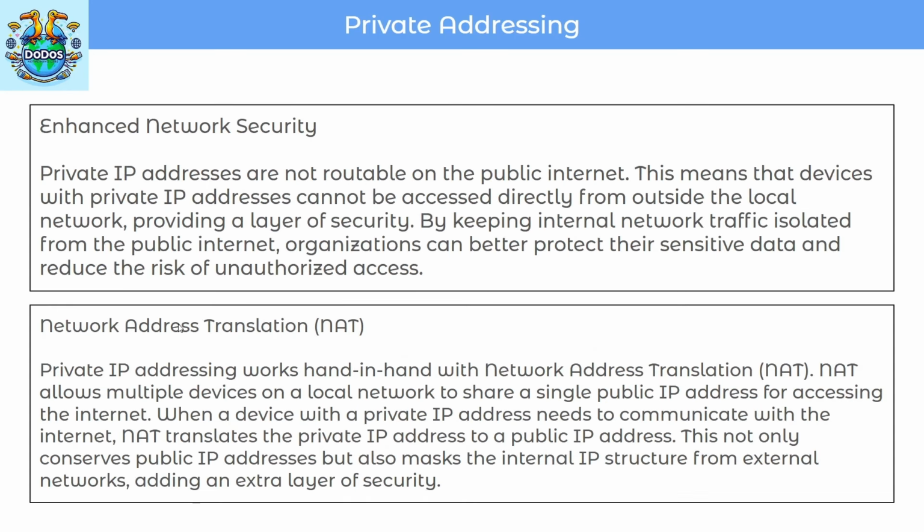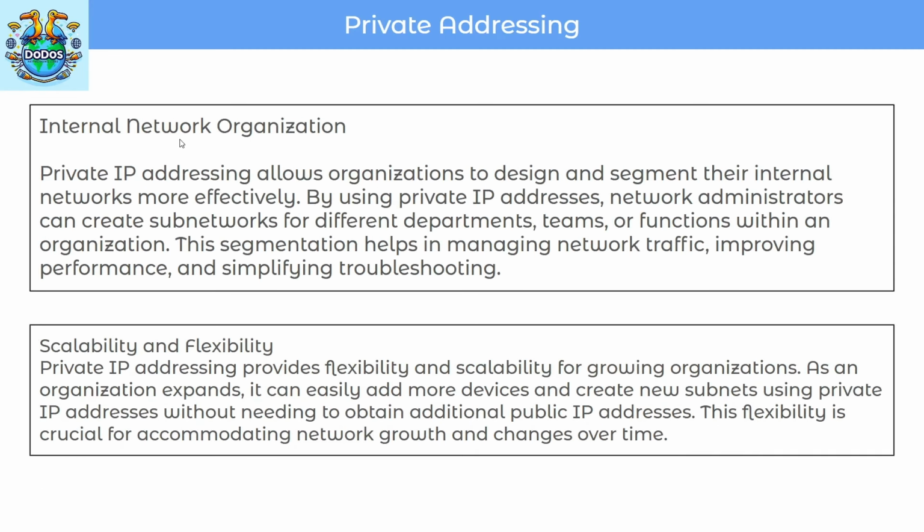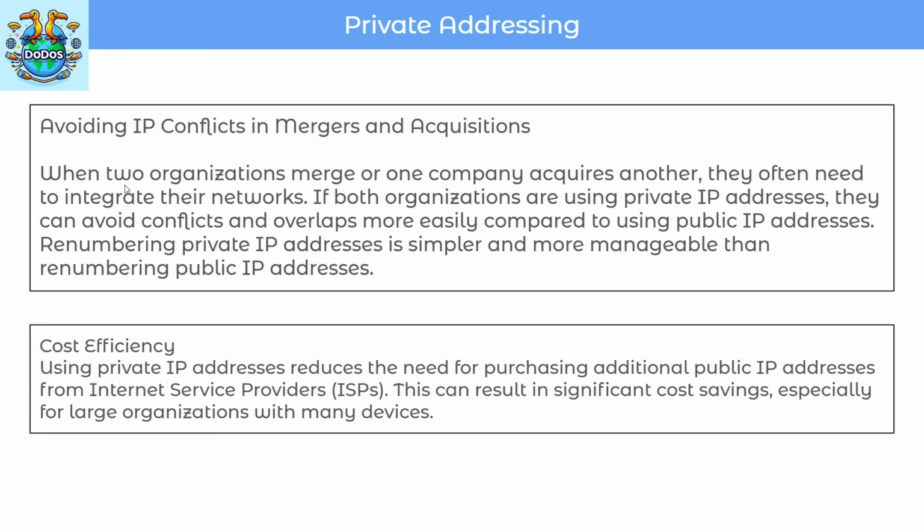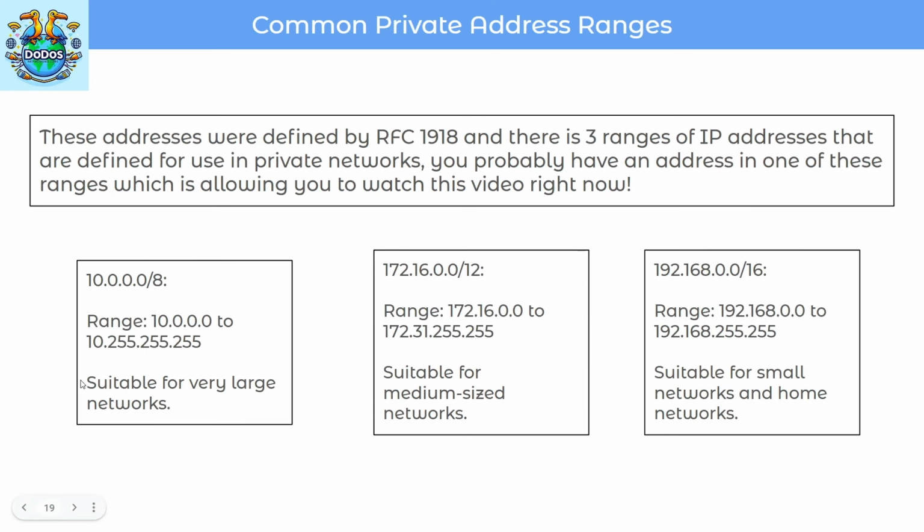It also helps provide enhanced network security, network address translation, internal network organization, scalability and flexibility, avoiding IP conflicts in mergers and acquisitions, and cost efficiency. Common IPv4 address ranges are defined by RFC 1918, and there are 3 ranges of IP addresses that you need to know, and you probably have an address in one of these ranges, which is allowing you to watch this video right now.